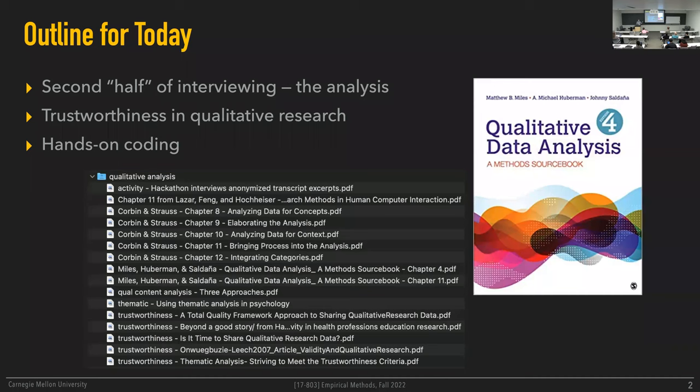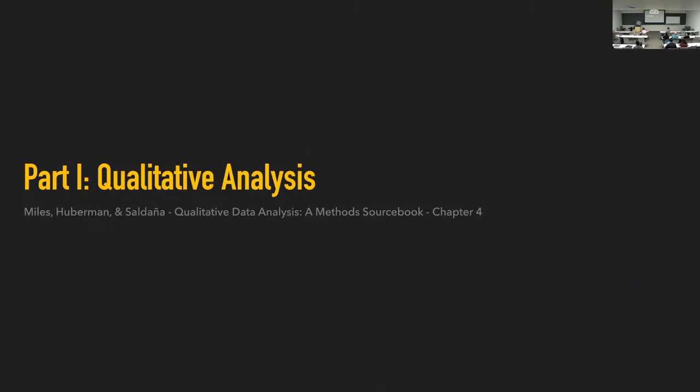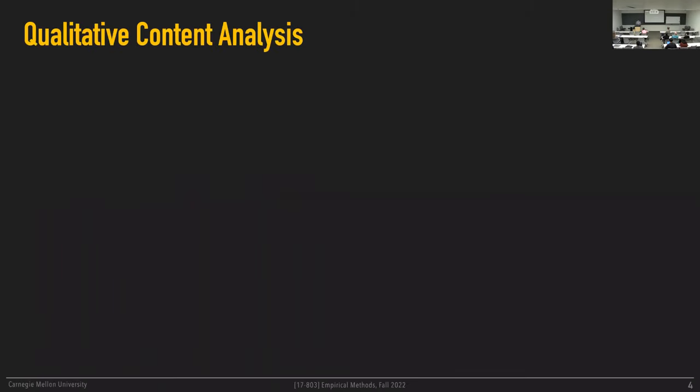So as always, I encourage you to go and look at this offline. We'll talk a little bit about trustworthiness and credibility in qualitative analysis and qualitative data, and how we might go about achieving this. Hopefully we'll have time for hands-on coding, depending on how much Eat Unique ranting I go on. Or we'll do that at the beginning of class next time, so we'll see.